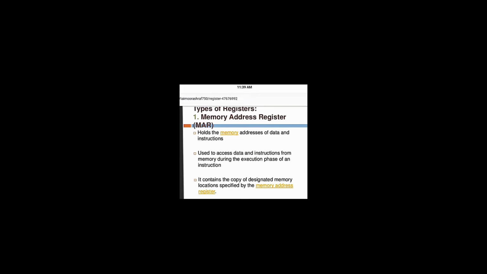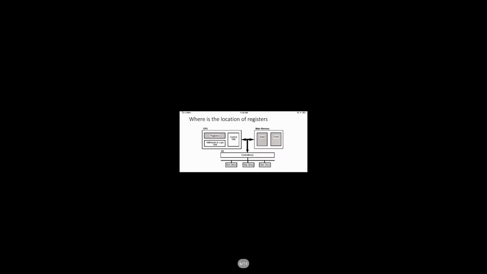whereas MAR, the memory address register, holds the memory address and instruction from memory during the execution phase. It contains the copy of designated memory locations specified by the memory address register. Where is the location of the registers?